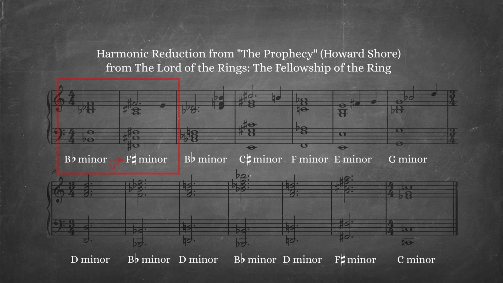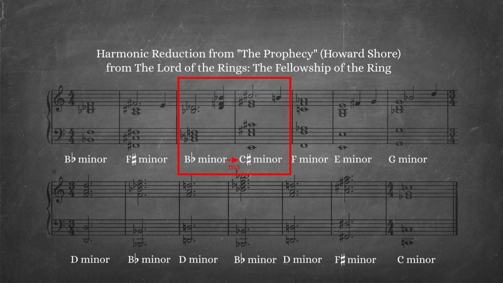We start here in B flat minor, then move to F sharp minor. The root moves down by the enharmonic equivalent to a major third. Then from the F sharp minor, we move back up to the B flat minor chord. So at this point, maybe we're thinking that B flat minor is the tonal key area. Next, we go to C sharp minor. That's another root motion by thirds, this time a minor third.